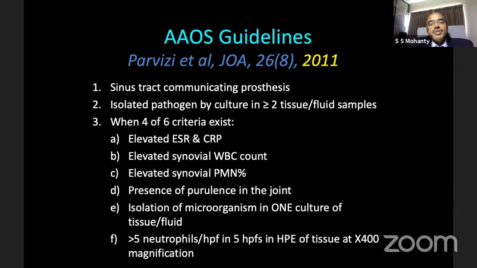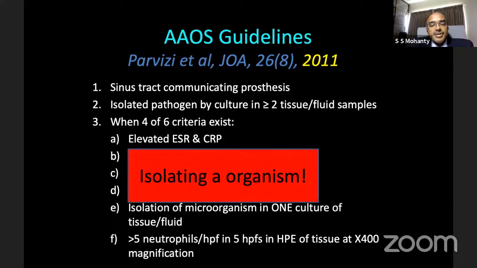We follow the 2011 AOS guidelines for diagnosing peri-prosthetic joint infection, as all of us know. And the crux of this diagnosis remains isolating an organism and selecting an antibiotic which is sensitive to that particular organism, so that you can treat or eradicate that infection.